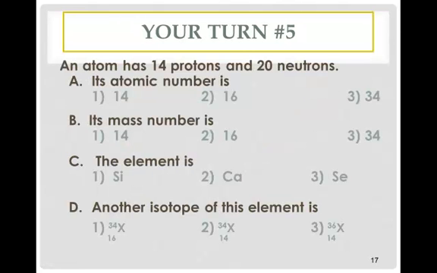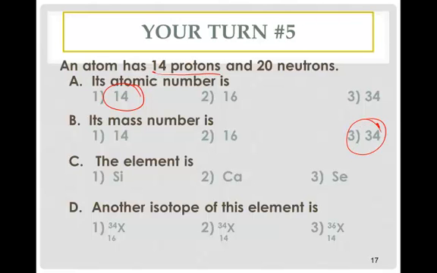Now it says an atom has 14 protons and 20 neutrons. We know that together they would equal our mass number. But the first question says, what is the atomic number? We know that the proton number is the same as our atomic number, so that answer would be 14. Okay? It says its mass number is what? We know that protons and neutrons together equal our atomic mass. So 14 plus 20 is 34. That would be our mass number.